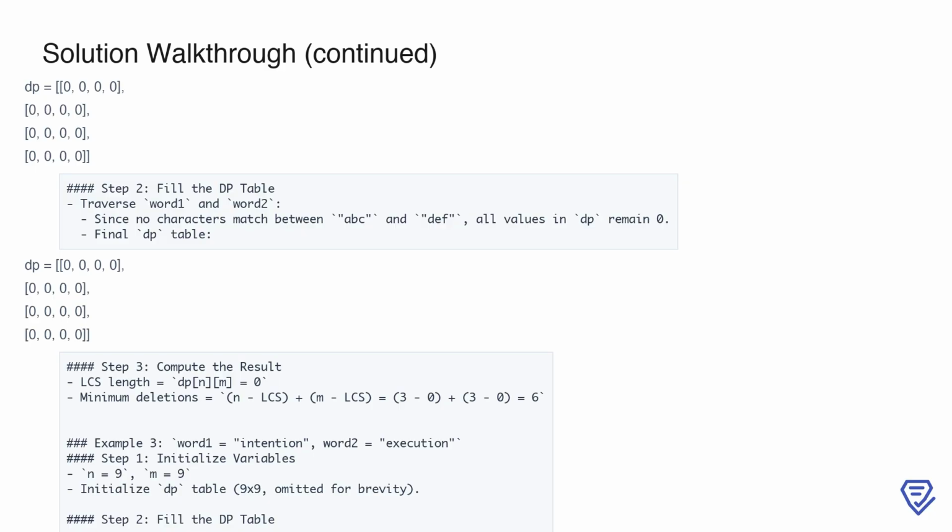To compute the minimum deletions, we use the formula n minus LCS plus m minus LCS, which in this case equals 3 minus 0 plus 3 minus 0 equals 6. This means all characters from both strings need to be deleted to make them identical.